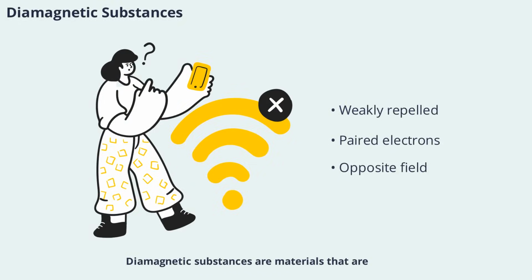Diamagnetic substances are materials that are weakly repelled by a magnetic field. This property arises because all their electrons are paired, resulting in no net magnetic moment. When placed in a magnetic field, diamagnetic substances create an induced magnetic field in the opposite direction, causing a weak repulsion. Examples include bismuth and copper.